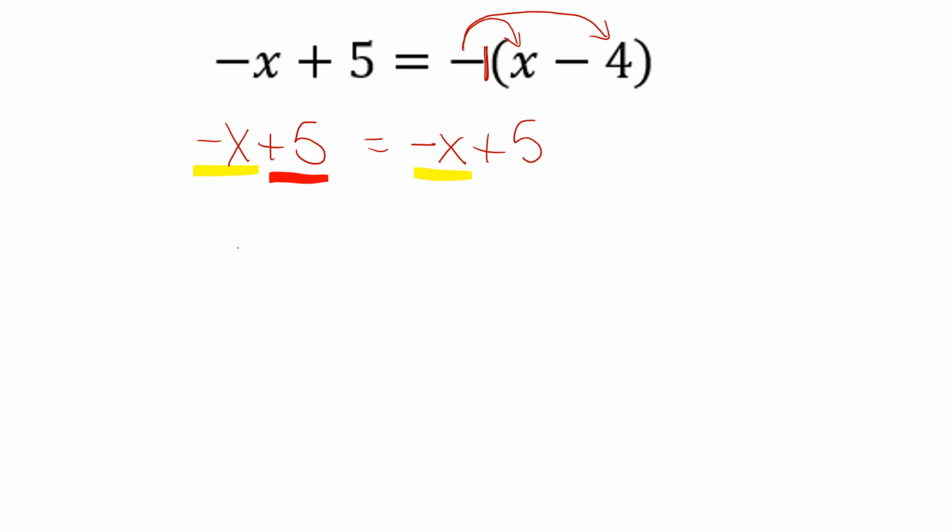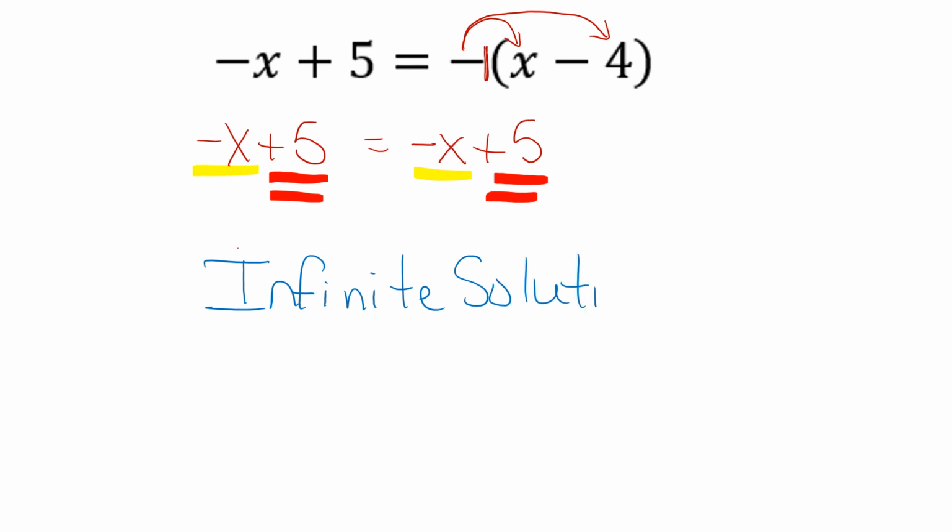Look at your variable terms, they're both negative x. Look at your constants, they are both positive 5. And so we know since everything is identical, this is infinite solutions. Also called IMS, for infinitely many solutions.